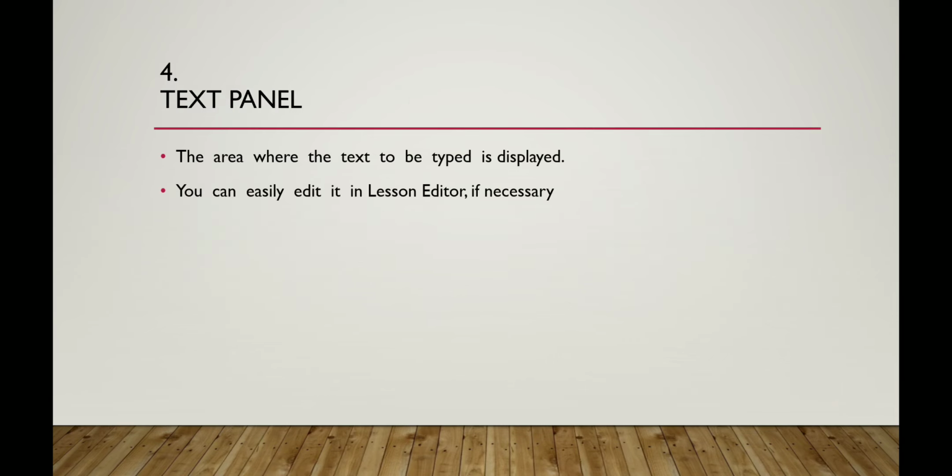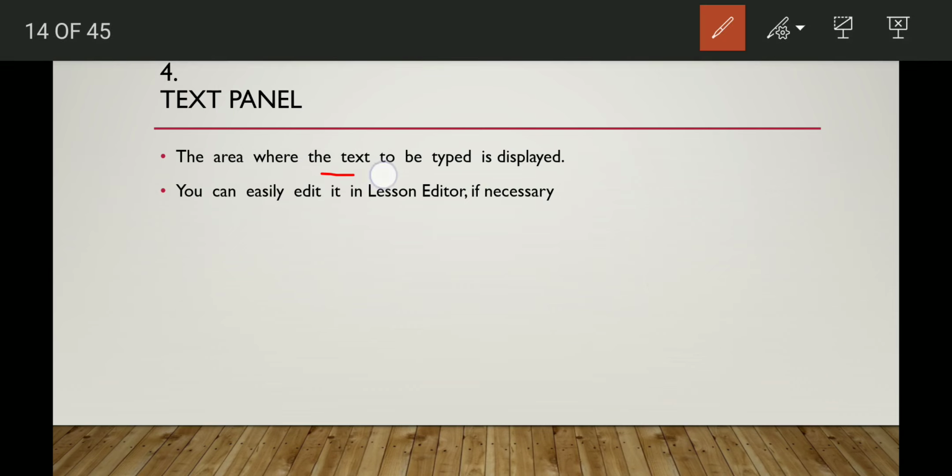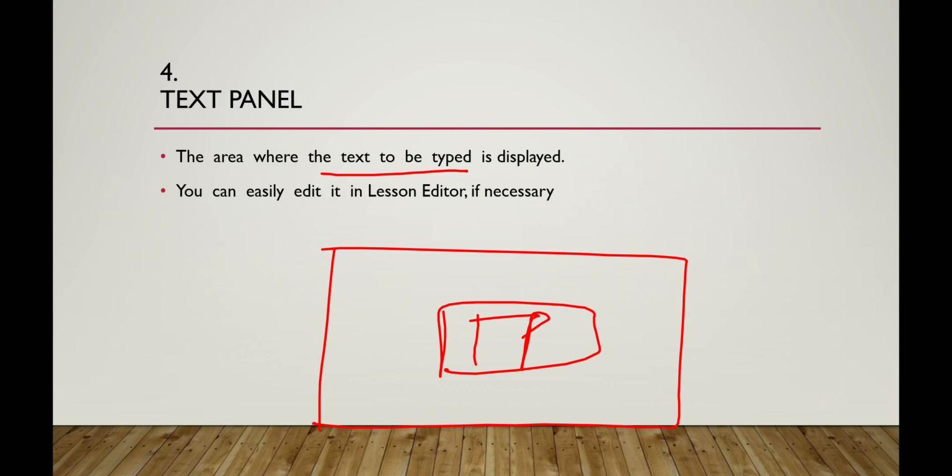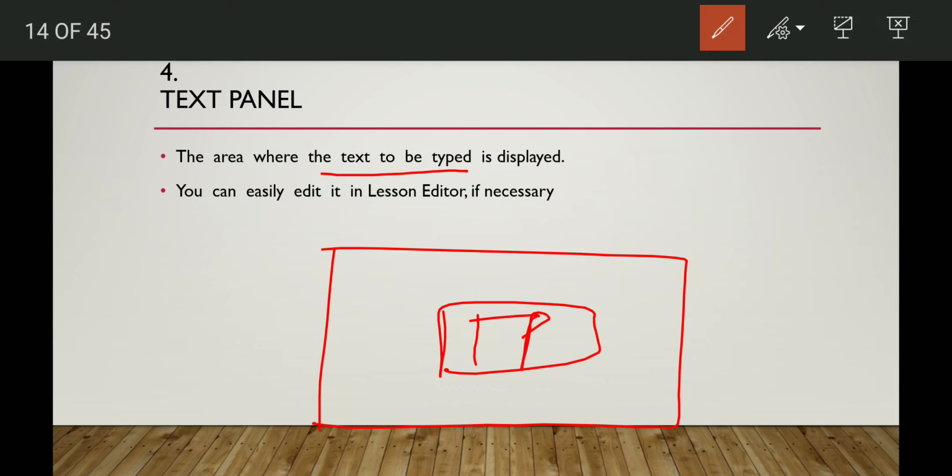Now what is the text panel? The text panel is the area where the text to be typed is displayed, right? In the middle of the screen, you have seen the text panel, where all the text that you have to type is displayed. Okay, you can edit the text written in the text panel in the lesson editor.